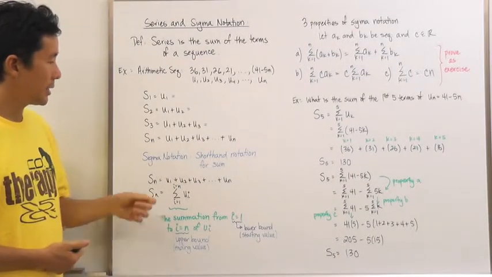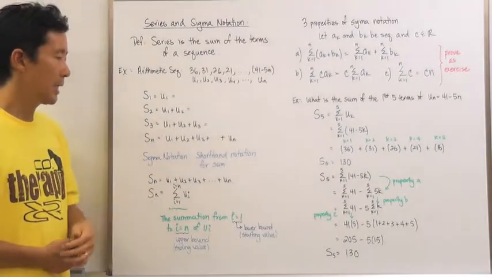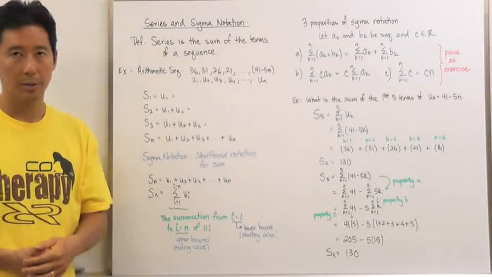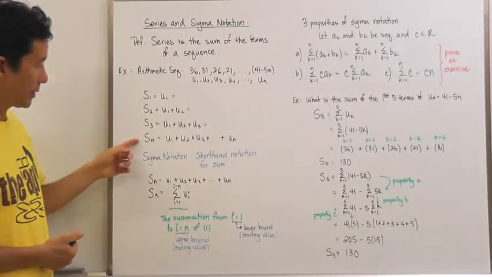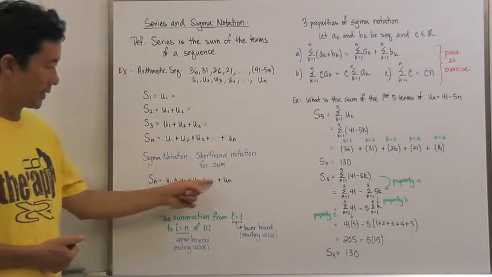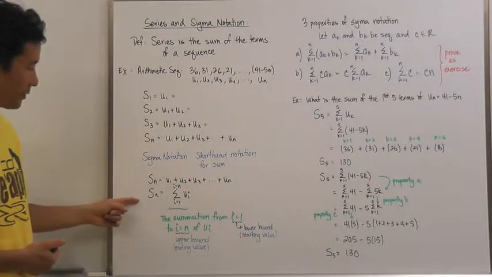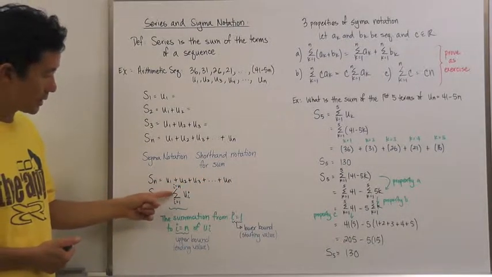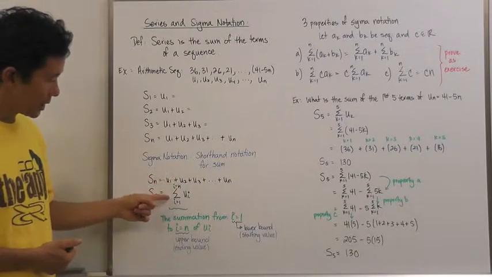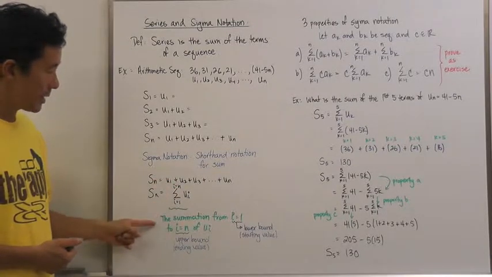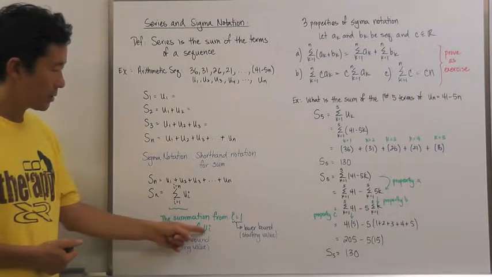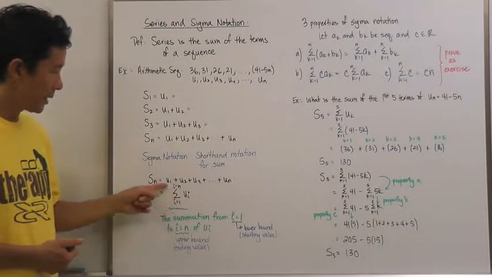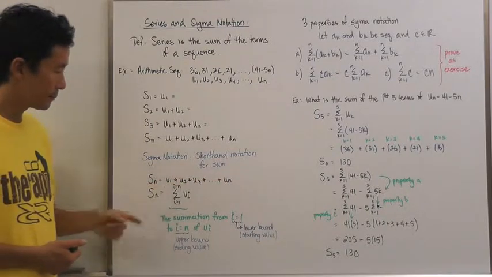So what we're going to use is what is called sigma notation, which is a shorthand notation for a sum. If I take a look at S sub n, I can very simply use sigma notation, which is this symbol right here, and this notation altogether, to say that the summation from i equals 1 to i equals n of u sub i is going to represent this right there.